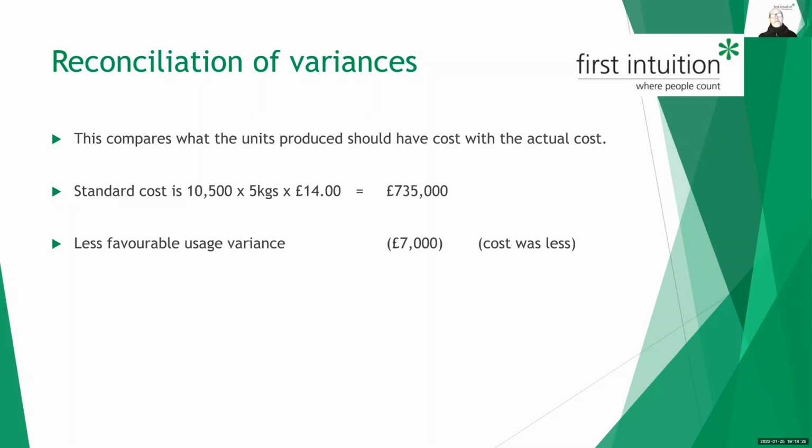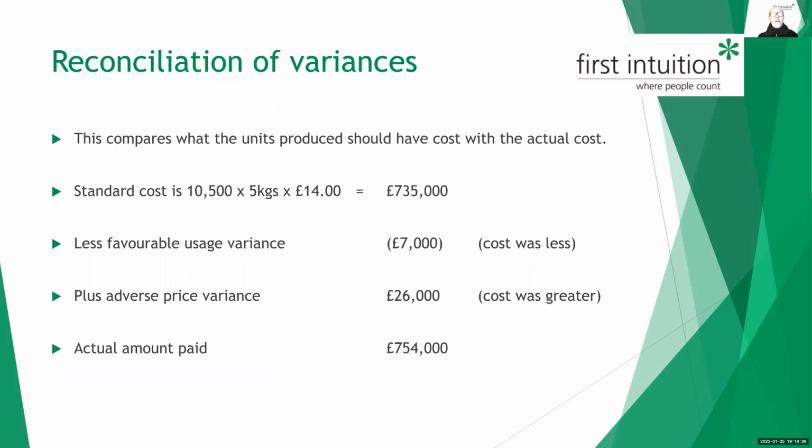We saved £7,000 because we used less than we would normally use for that many units. Our adverse price variance is 26,000, because we paid more for the material that we did buy. We actually paid 754,000. If we do 735, take off 7, gives 728, at 26, sure enough, that less that plus that comes to what we actually paid. Do that in an exam, even if they don't ask you to reconcile against the total variance. It gives you a little bit of a comfort factor that the chances are you got it right. And it just protects. It's so easy to hit a button wrong on your calculator.